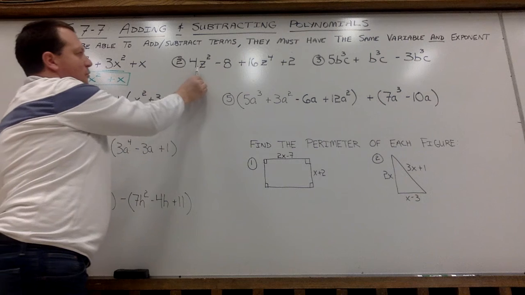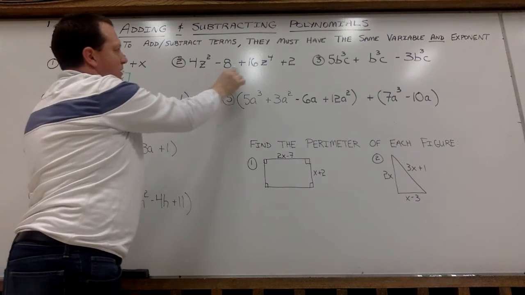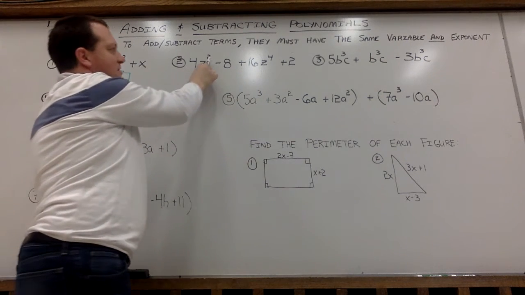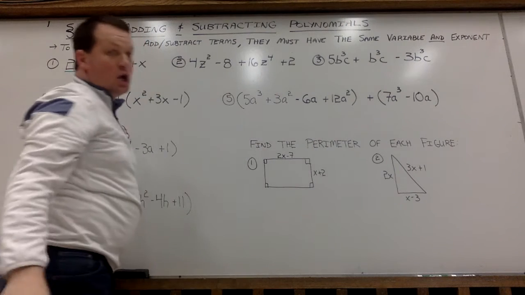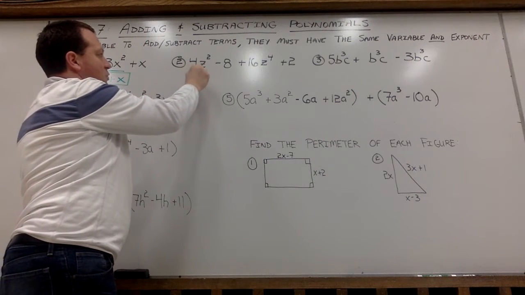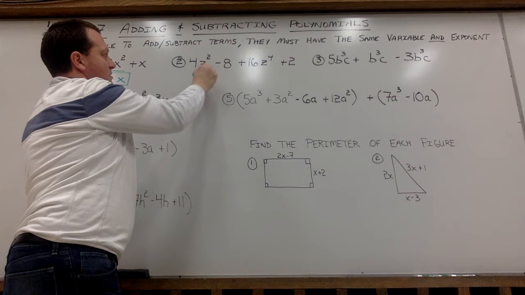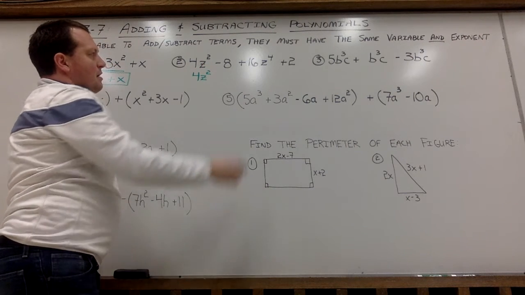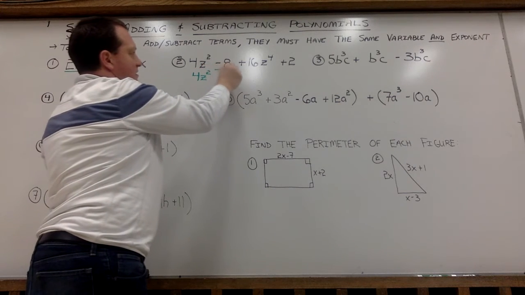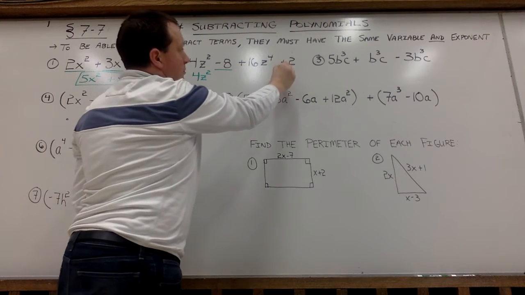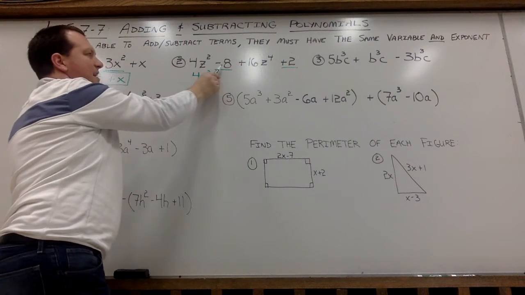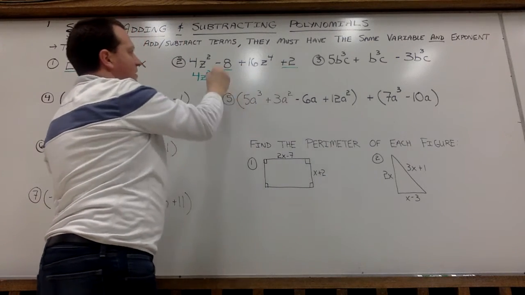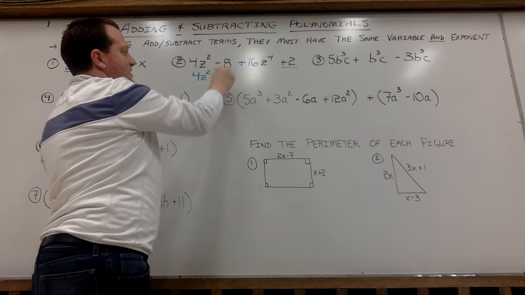Second term, I have a 4z squared. I want to look and see, do I have any other z's to the second power? Nope. So 4z squared is my only z squared. Here I have a negative 8. I have another number, 2. If I take negative 8 plus 2, that'll leave me with negative 6.